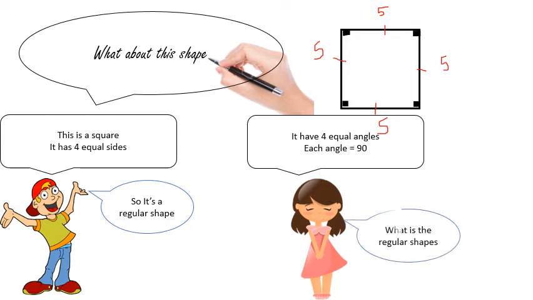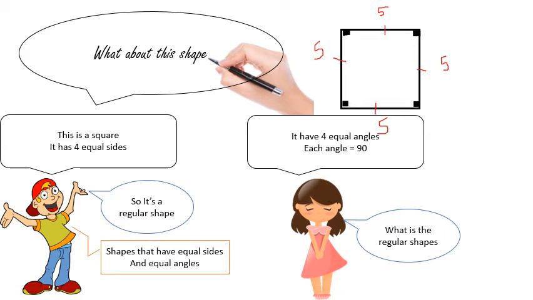What are regular shapes? Yes, very good question. Do you have an answer? Shapes that have equal sides and equal angles. Yes, every shape that has equal sides and equal angles, we name it a regular shape. Okay? Now, did you understand the meaning of regular shape? Okay, let's go to the next slide to know the fourth shape, or fourth quadrilateral. So we talked about parallelogram, rectangle, and square.